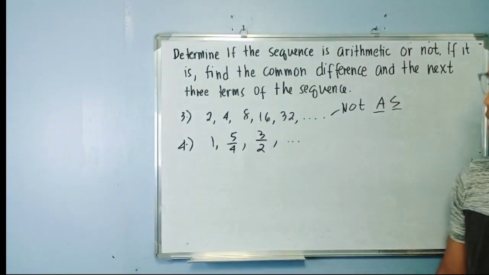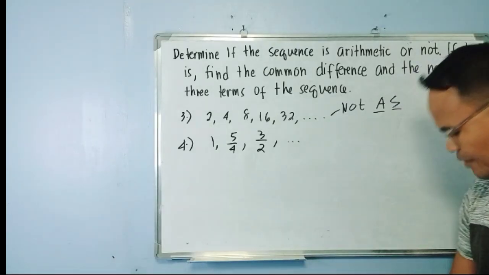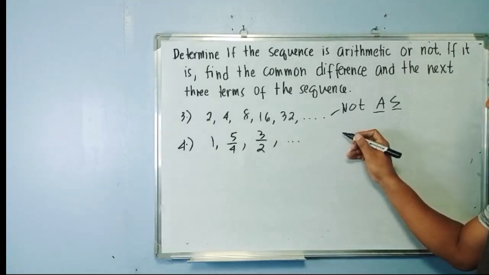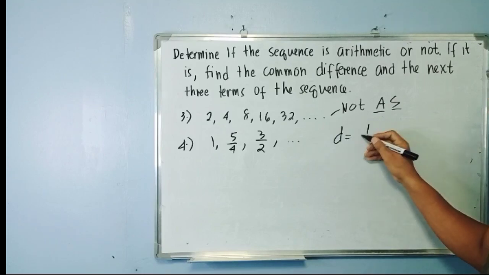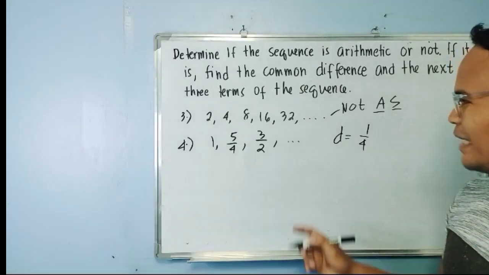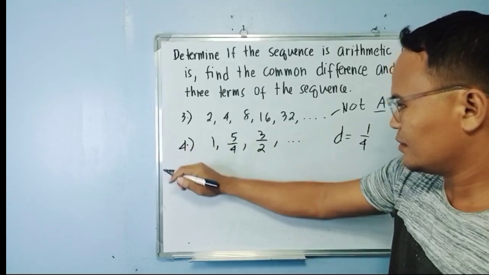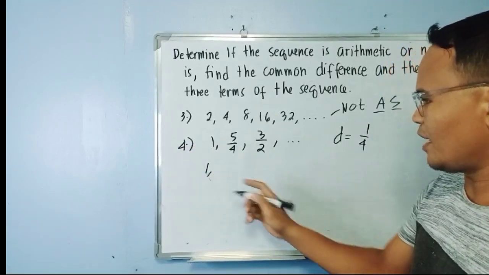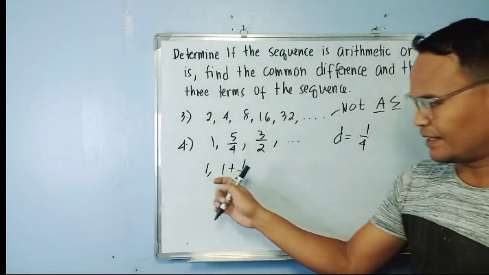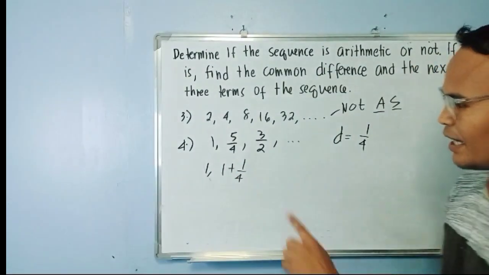Okay, example number 4. 1, 5 over 4, 3 over 2. Is this an arithmetic sequence or not? Okay, it is an arithmetic sequence. What is the common difference? The common difference here is 1/4. So each term is added by 1/4 to obtain the next term. Our first term here is 1. If we added 1 by 1/4, it is a whole number added by a fraction. So we have a shortcut here.